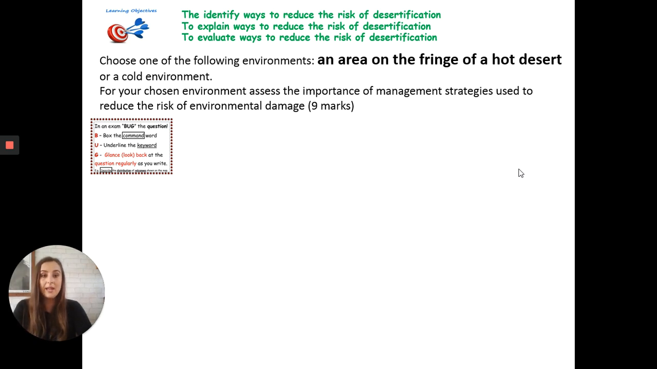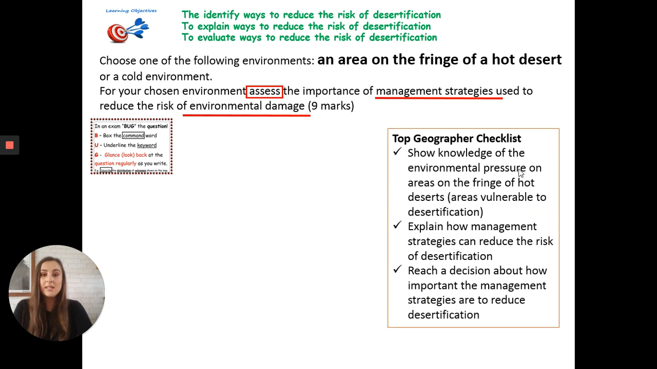So again, we'll break it down. So assess, that's weighing up the importance of these strategies. Are they important or are they not important? And then the geography management strategies, we've just looked at the 3 videos. And then what is the environmental damage? Well, it's desertification. So this is how you'd be able to get a top answer.